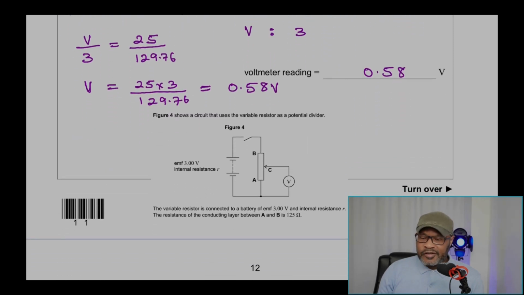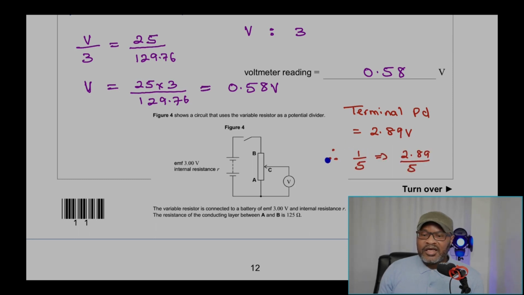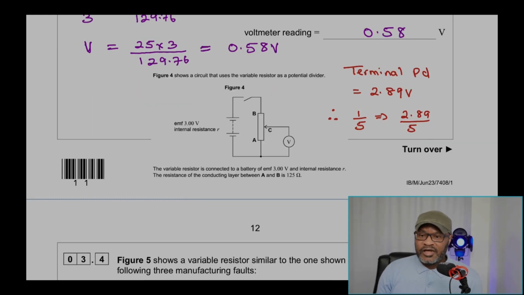We could have done the same thing by looking at the terminal voltage, which was 2.89 volts, and it then says C is 1/5 of that. So you could have done 2.89 divided by 5. You get the same thing, but that's quicker.